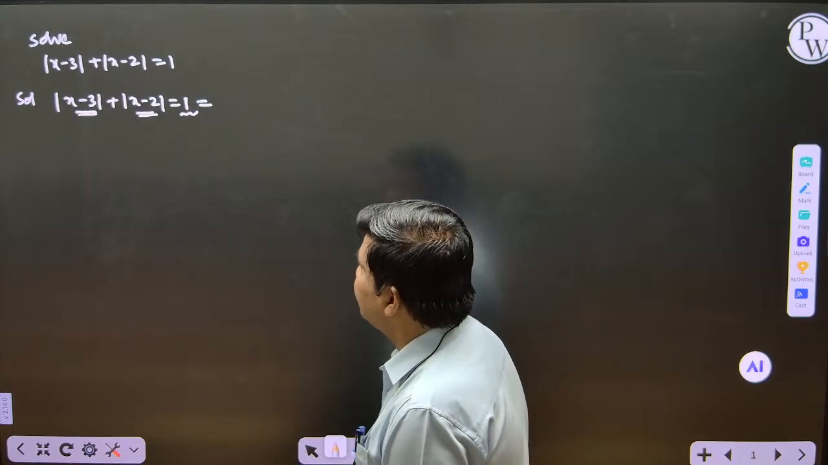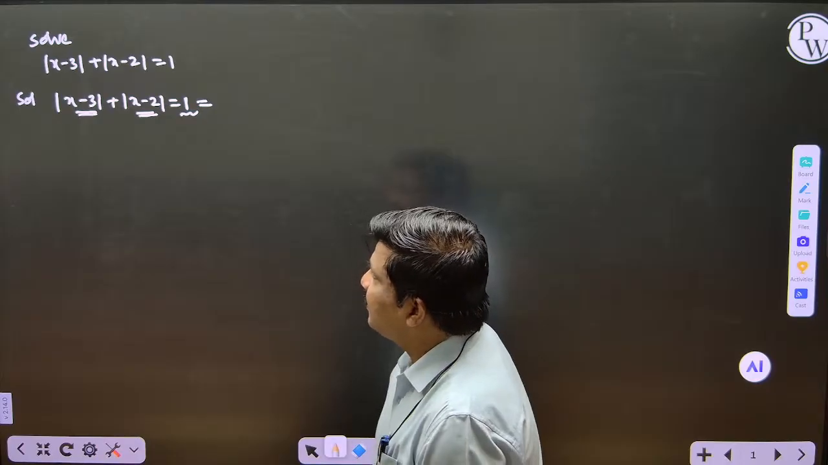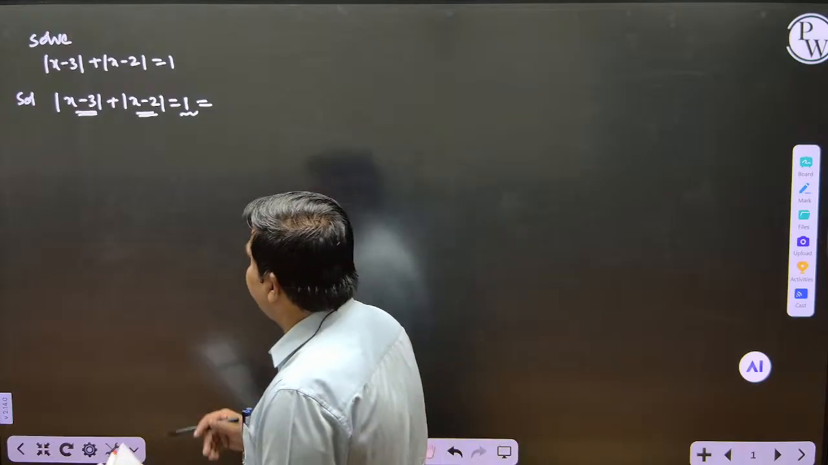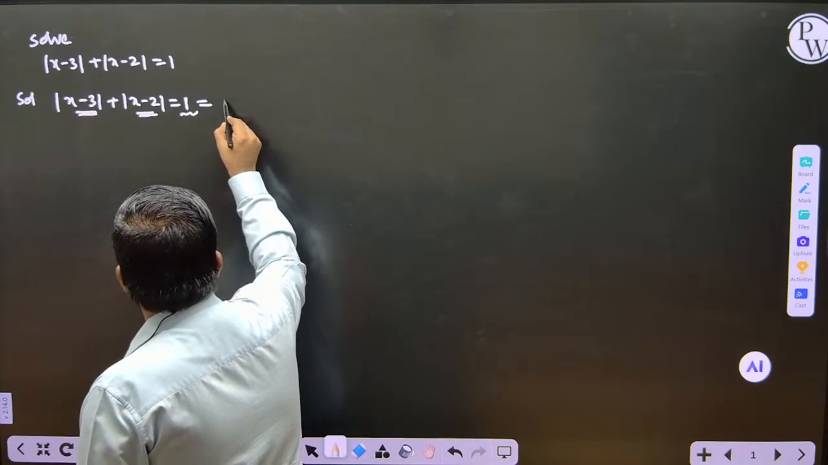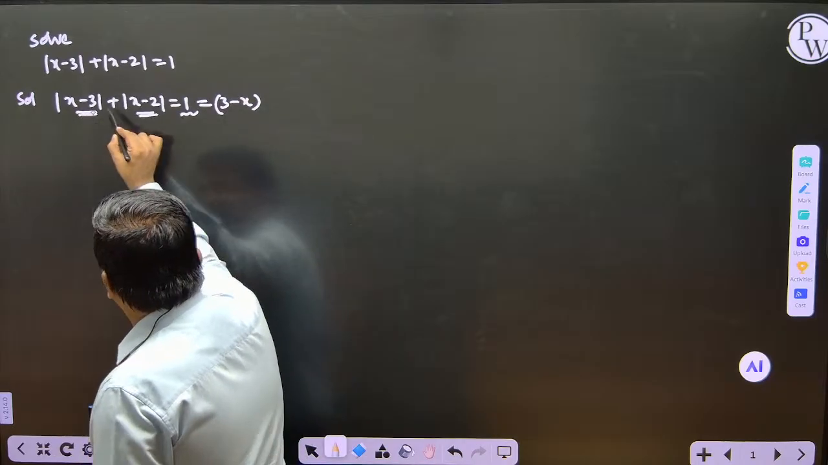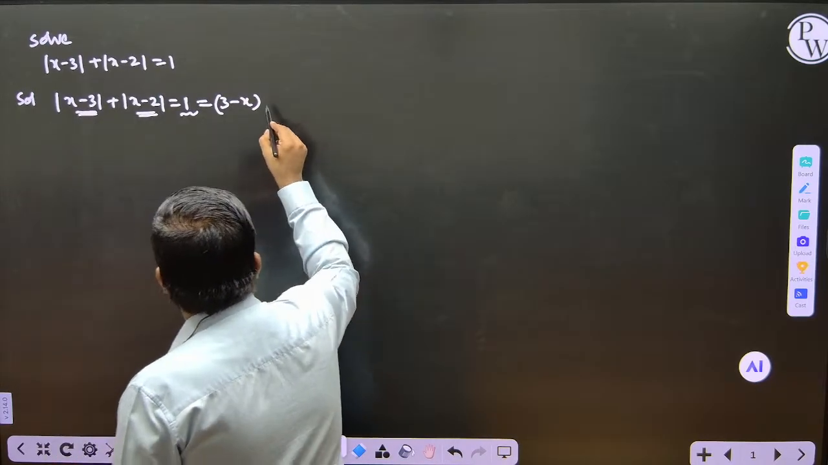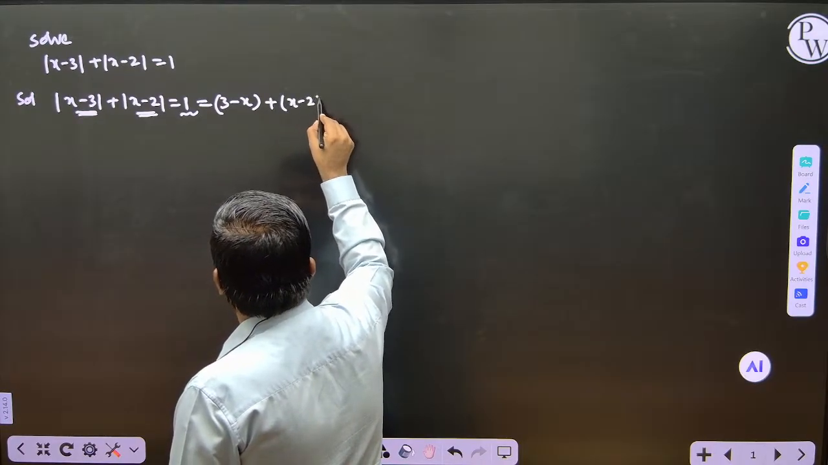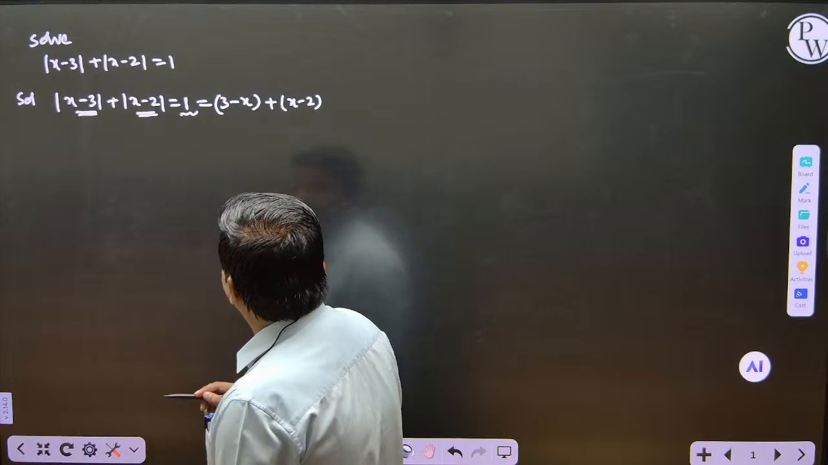Try to write down this 1 in terms of what? X minus 3 and x minus 2. How will I write here? Can I write down this as 3 minus x in terms of these two only? 3 minus x plus what? X minus 2. Satisfied on it.